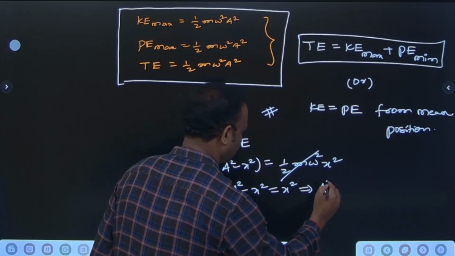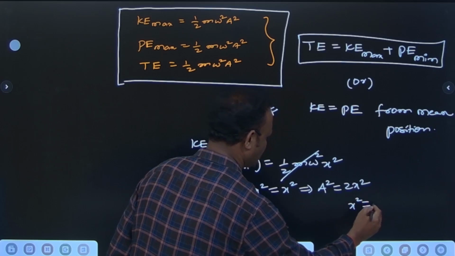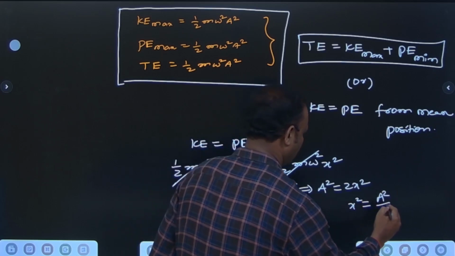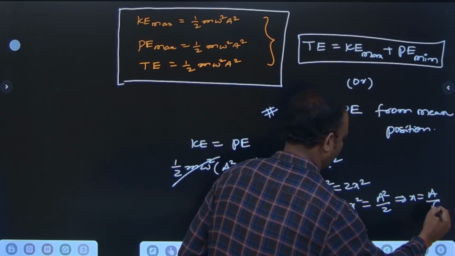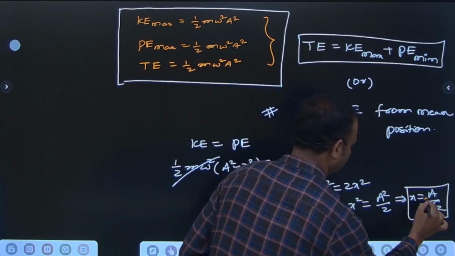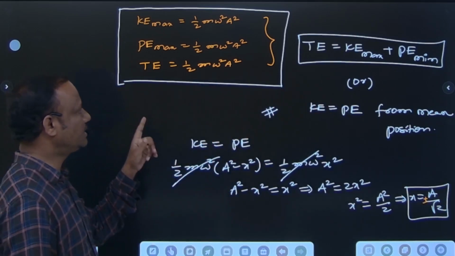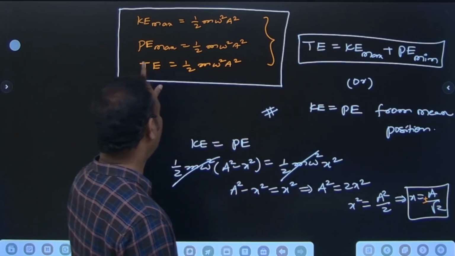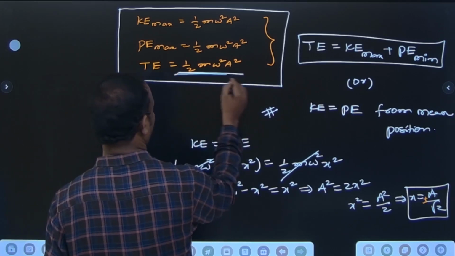Then a square is equal to 2x square. Then x square is equal to a square by 2. Then x is equal to a by root 2, plus or minus a by root 2. So this is the situation, where the total energy is half m omega square a square.